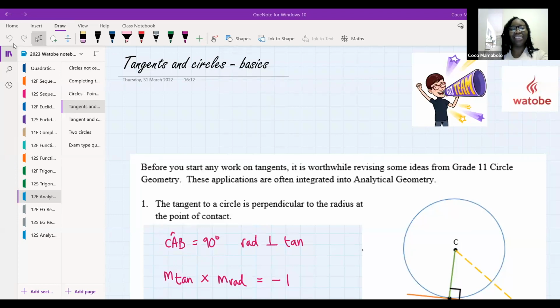A tangent is a line that touches a circle at one point only. Excellent. So there's only one point where it's going to touch. No other place is going to touch. If it touches more than once, then we can't call it a tangent anymore. It's a chord. So yes, it touches the line at the circumference only once.